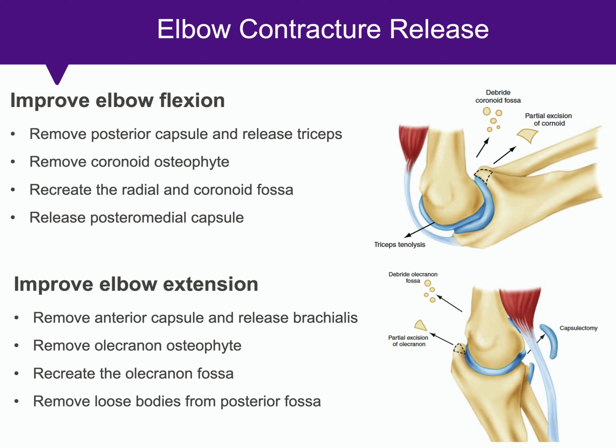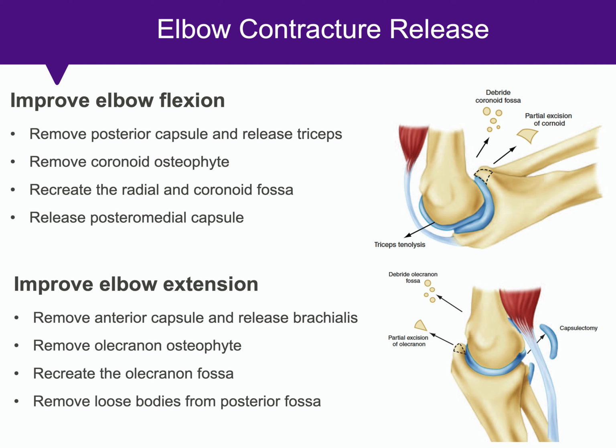If elbow extension is an issue, then we want to decompress the mechanical block posteriorly and release the tight structures anteriorly, and this would entail removing the anterior capsule and doing a brachialis tenolysis, removing the olecranon osteophytes, recreating the olecranon fossa, and removing loose bodies from the posterior fossa.